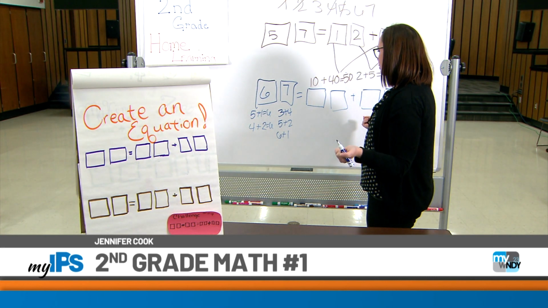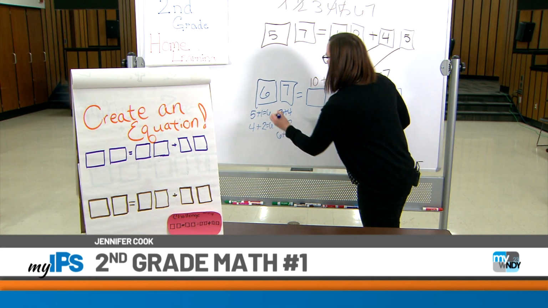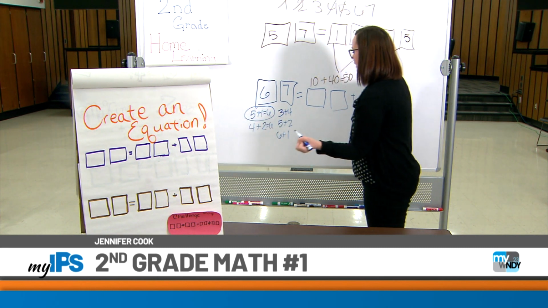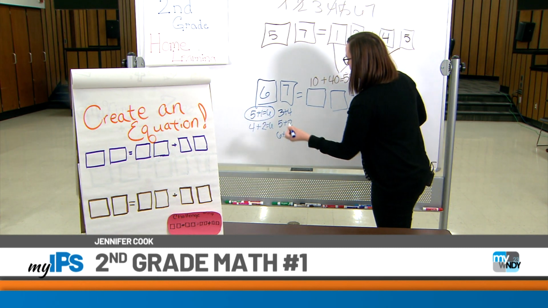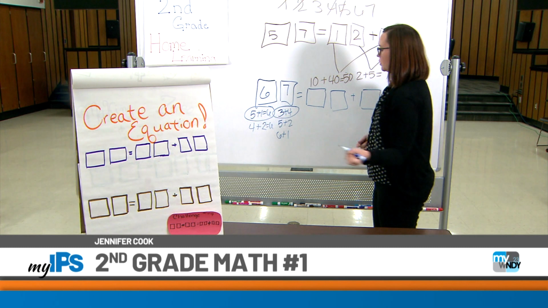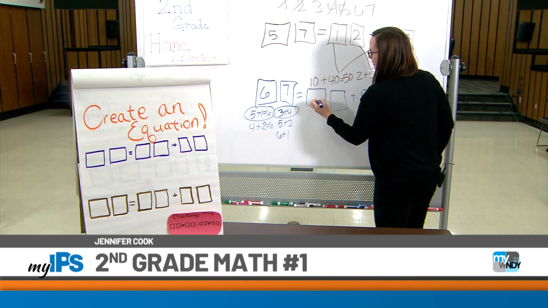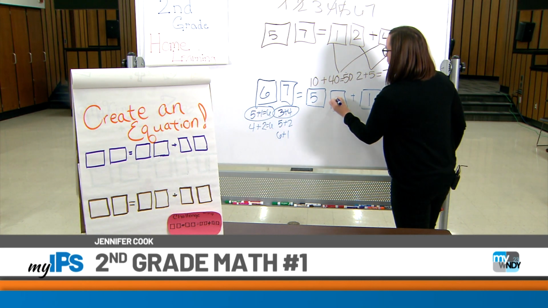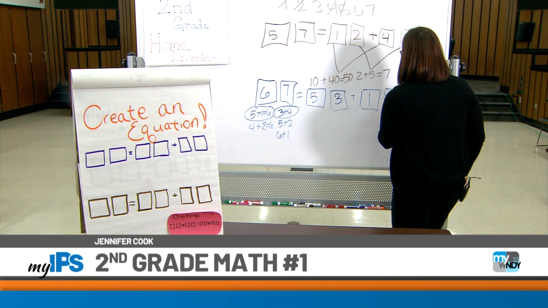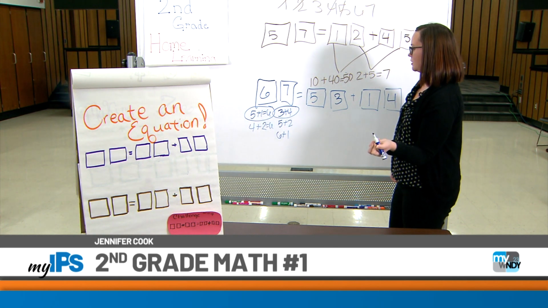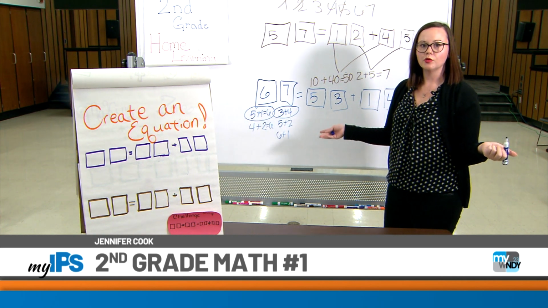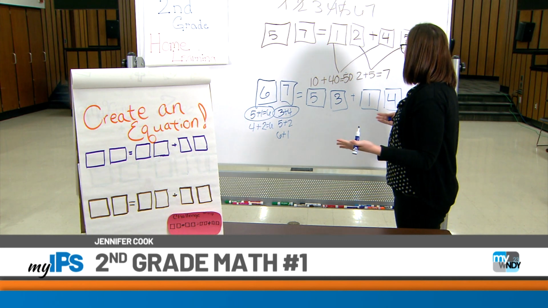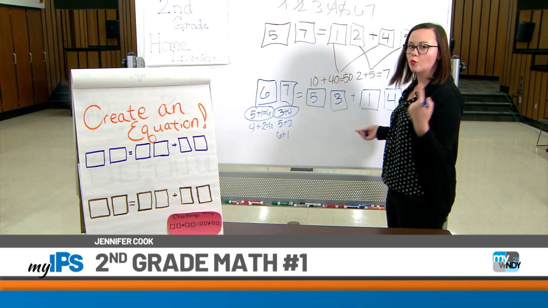Let's see. Let's try 5 tens plus 1 ten and 3 tens plus 4 tens. And that should give us the answer that we want. 5 tens plus 1 ten, 3 tens plus 4 tens. Okay, so I used only the numbers 1 through 7, and I only used them one time.